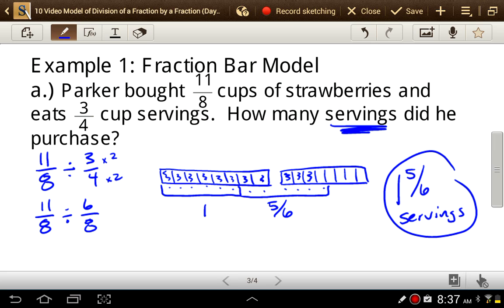Okay? Again, first you need to find a common denominator, and then we can model. You need to do this for modeling. Okay? All right. And we're going to move on to our next example.